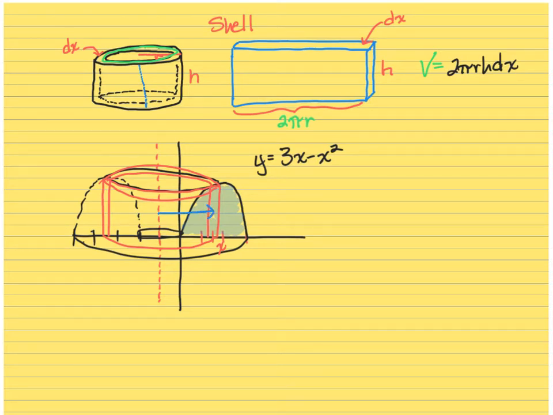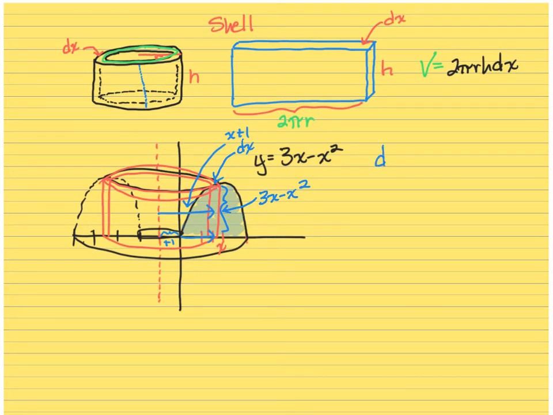So it is certainly x, because that's x, but then it is also this plus 1, this distance right there. So our radius is x plus 1. Our height is right there, and that, of course, is the function value at x, so that's 3x minus x squared. And then our thickness, because we're doing a vertical rectangle that's parallel to the axis of rotation, is dx, right?